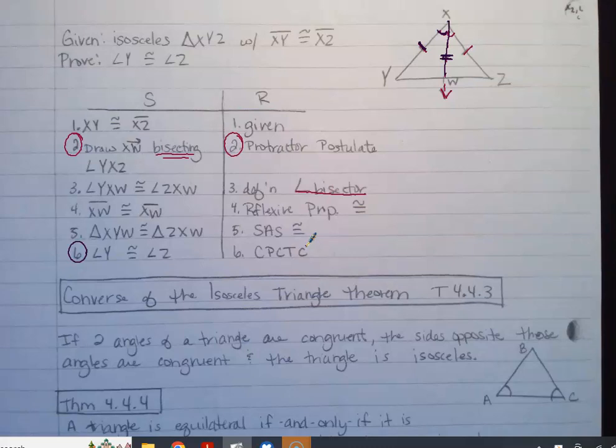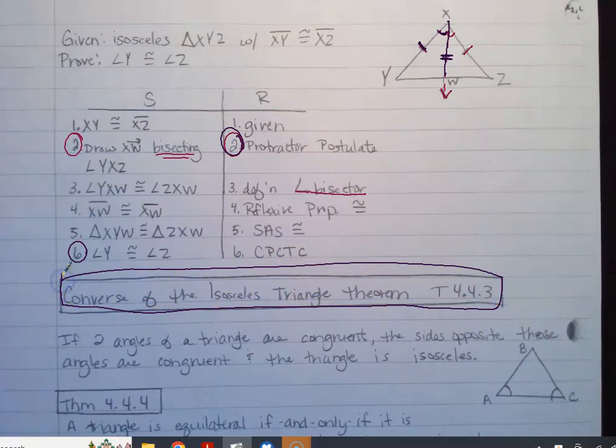Okay. So again, I just wanted you to see how this protractor postulate plays out, and you can draw in an auxiliary line and give a reason for drawing in that line. In this case, it was a bisecting line. All right, next up is the converse of the isosceles triangle theorem.